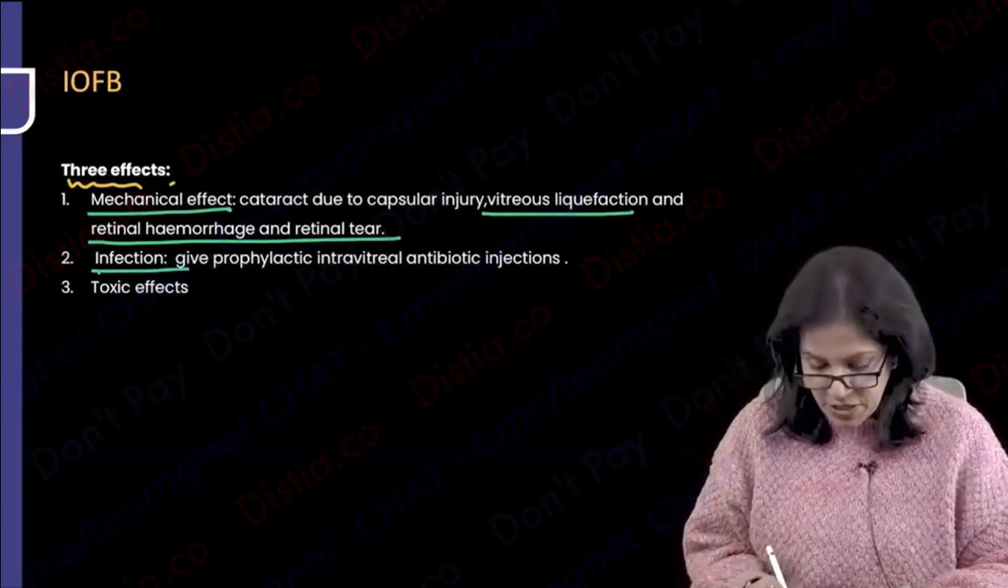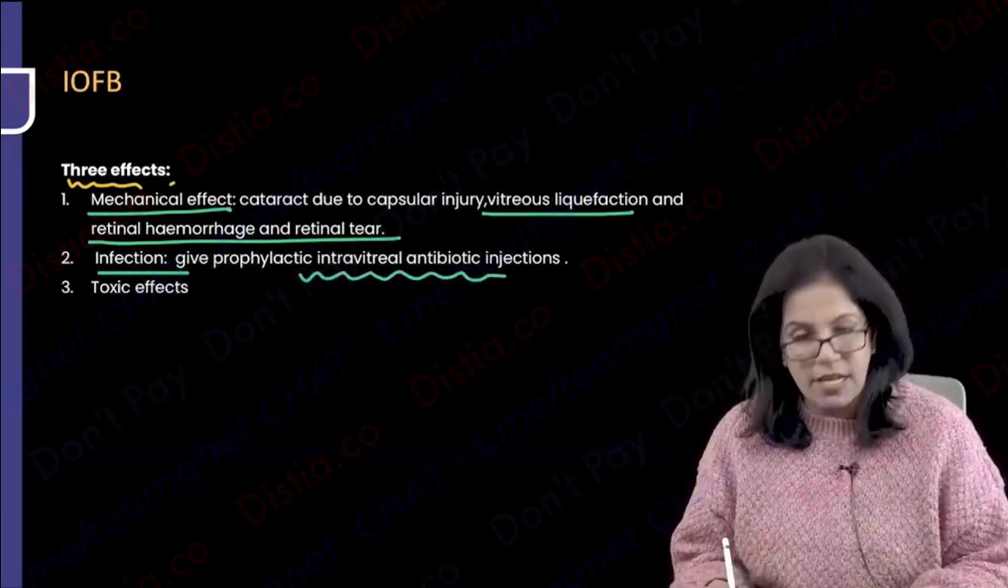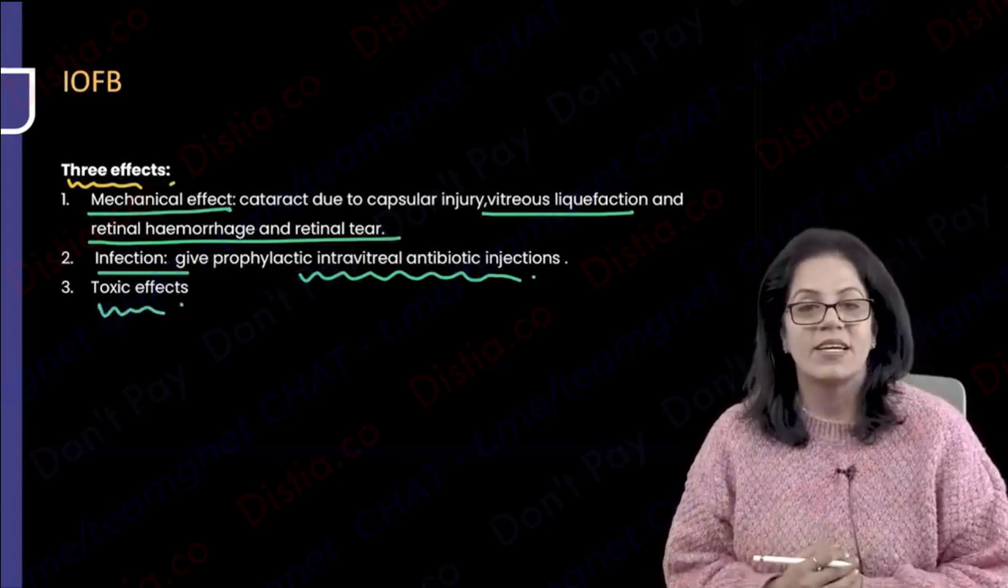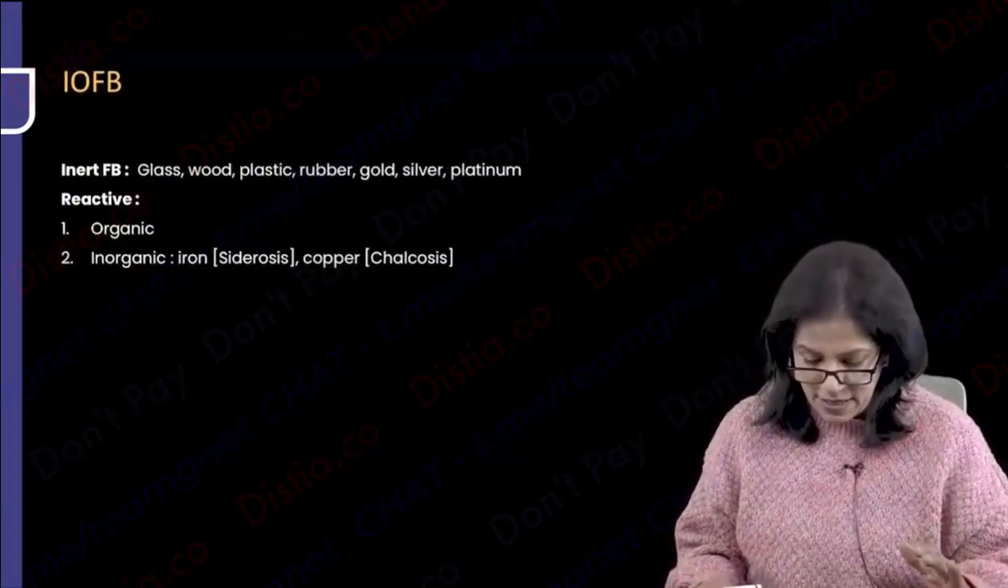Second, it can lead to infection. Therefore, for any intraocular foreign body, we want to give prophylactic intravitreal antibiotic injections. And third, of course, it's toxic effects. So, these are the three effects: mechanical, infection, and toxic effect.